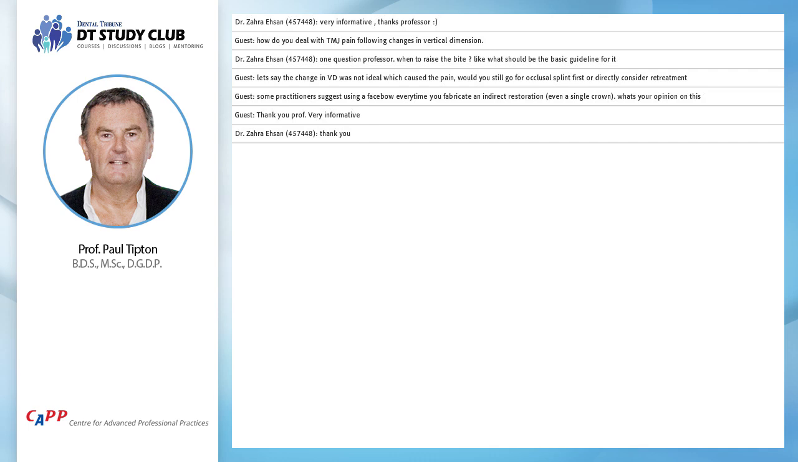Another question from Dr. Zara. When to raise the bite? What should we be looking for as guidelines? So raising the bite, increasing vertical dimension. As I mentioned in the previous answer, first of all, it has to be done with the condyles in the right position. So this means a reorganized approach.